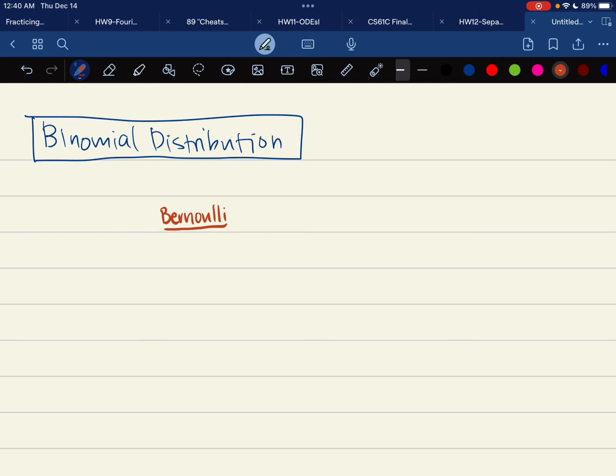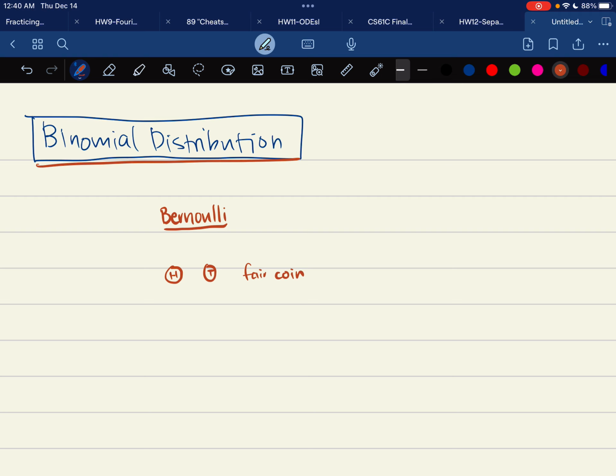Okay. Let's talk about binomial distributions today. So, just a really brief overview, let's bring up Bernoulli distributions. I think the classic example is to imagine a coin. Right, it's either heads or it's tails. Let's first consider a fair coin for now.